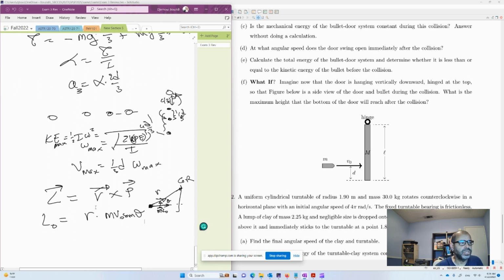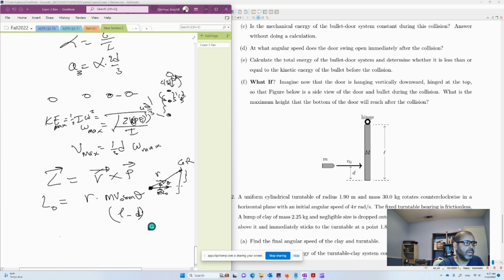And it's clear from the geometry, you can clearly see that the radius, the distance r in this case, is the hypotenuse in this right angle triangle, and r times sine theta is exactly this distance, which is L minus 10 centimeters, or d. So it's 80 centimeters. In this case, L naught is equal to the mass times V naught times L minus d. That's it.